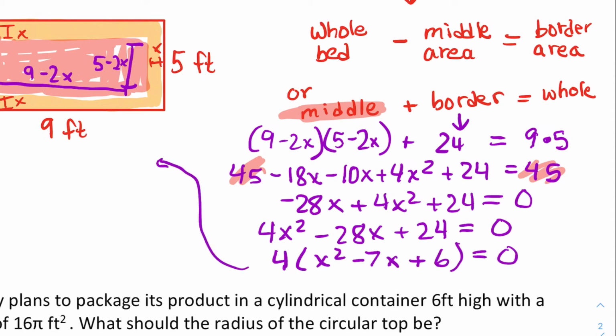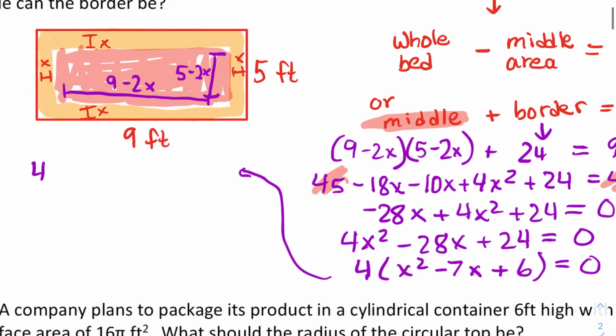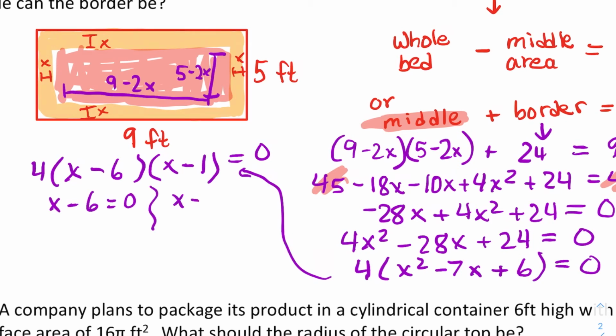And then if I take my x squared minus 7x plus 6, I believe that should factor. I know you have to have an x and x, and then minus 6 minus 1 would get me a negative 7x in the middle and a positive 6 if you multiply them together. So I end up with x equals 6 and x equals 1.